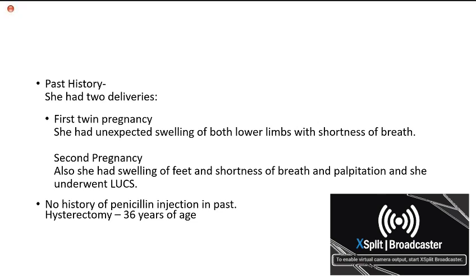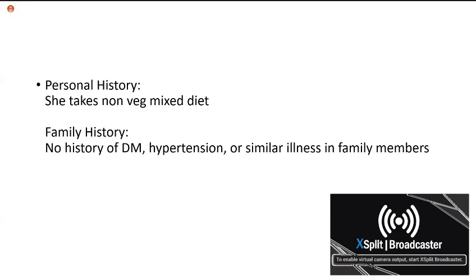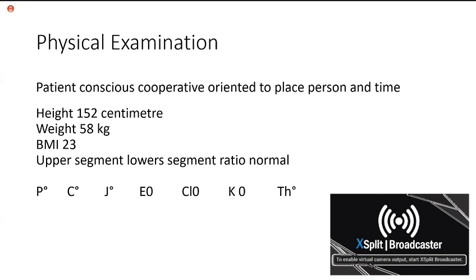Yes. Mitral prolapse we will also consider, we will not exclude that, but our focus will be on rheumatic heart disease. Okay, right. The next, the personal history: she takes a non-veg mixed diet. Family history: no history of diabetes, hypertension or similar illness in the family members.